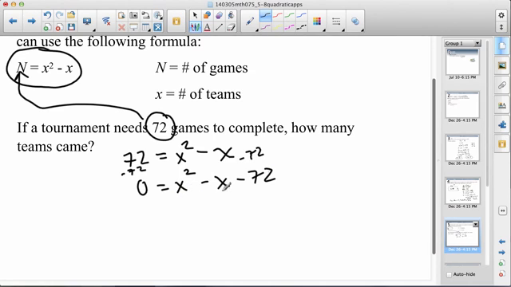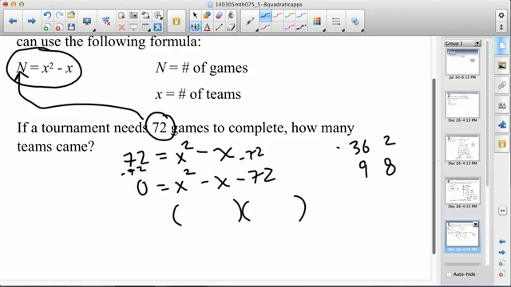Now I've got a quadratic. There's 3 terms, so I'm going to try and do the 2 bracket thing. Things that multiply to 72 have a difference of negative 1. So 72, 36 times 2, or negative 36 times 2. The difference is too big there. How about 9? 9 times 8. Hey, they have a difference of 1.